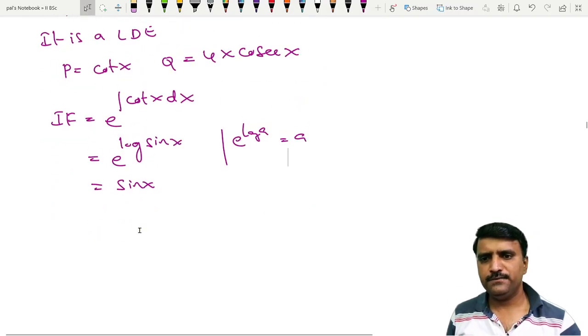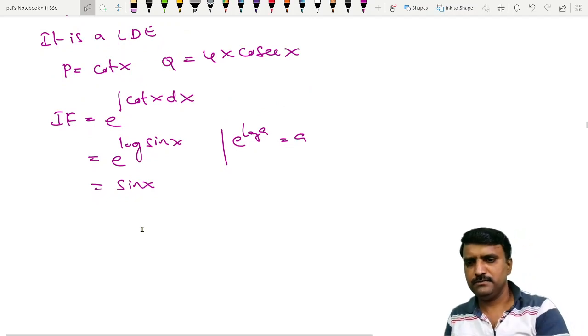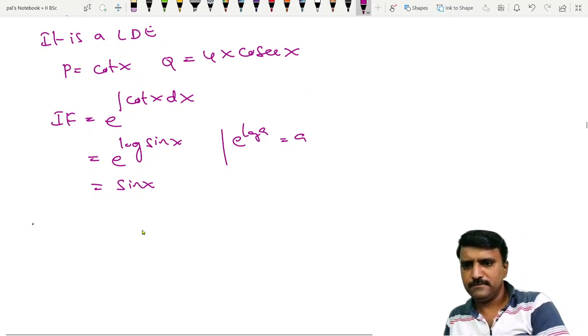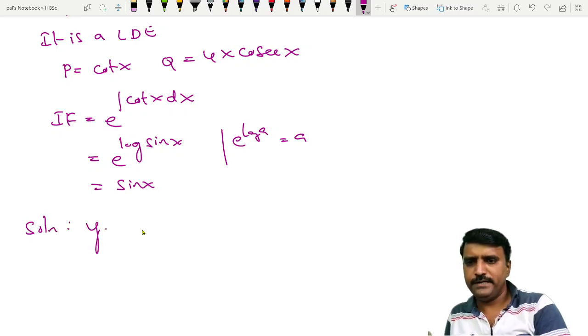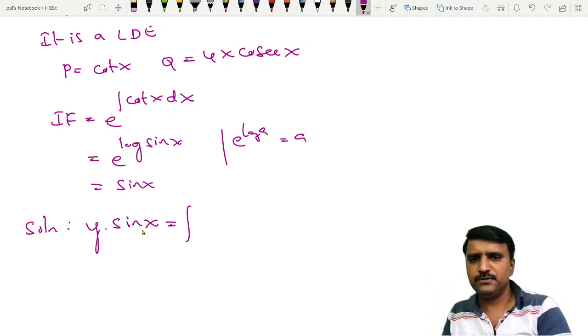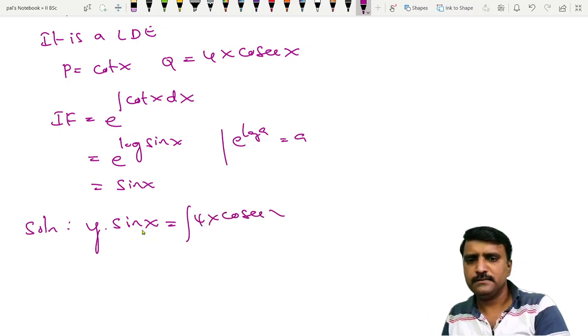After getting the integrating factor, write the solution. Solution is y into integrating factor. What is the integrating factor here? Sin x is equal to integration of q. Q here is 4x cosecant x into integrating factor. Integrating factor is sin x into dx plus a constant of integration c.